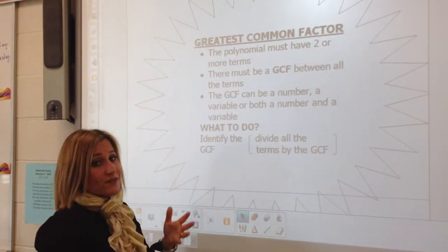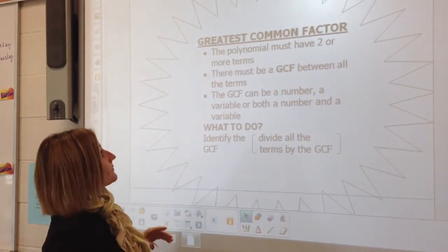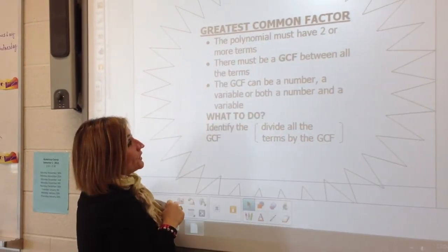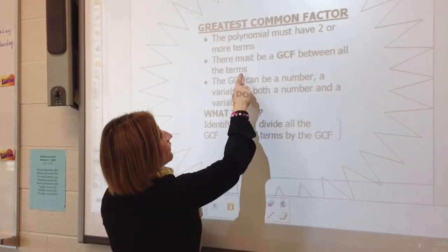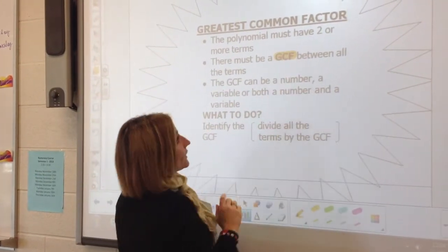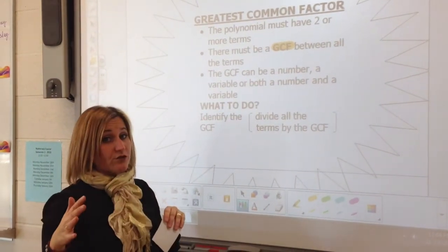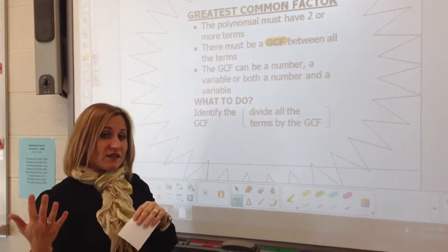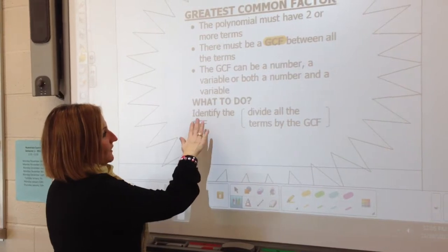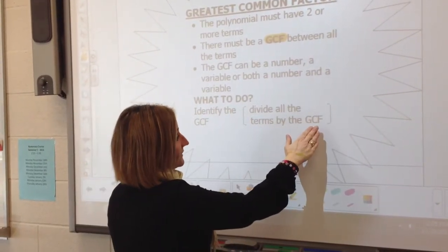But how do you know if it's a greatest common factor? Well, you have to take a look to see if it meets these criteria. So in other words, you want to check that the polynomial has 2 or more terms. You want to see if there's a GCF between all the terms. What is this GCF? Well, it stands for greatest common factor. It's a number, and you want the biggest number that will divide into all your terms, or a letter that divides into all your terms, something that's common. If you decide that there is a GCF, basically you would write down the GCF, open up your bracket, and divide all the terms by the GCF.